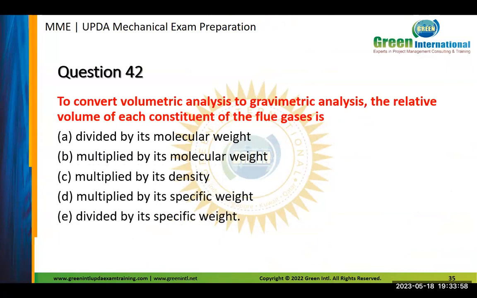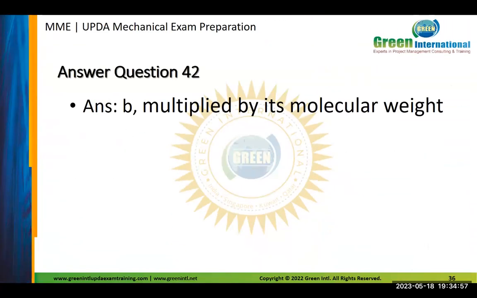Convert the volumetric analysis to gravimetric analysis. The relative volume for each concentration of the flue gases is... This is a problem of changing from volumetric analysis to gravimetric analysis. Volumetric analysis and gravimetric analysis are both measured and used to make an analysis for any system. But the core difference between these two is that in one, the base of the analysis is volume, but gravimetric analysis makes an analysis of the concentration of the gases based on weight or mass, not volume. So one is based on volume, one on mass. To convert from this to this, multiply by molecular weight.